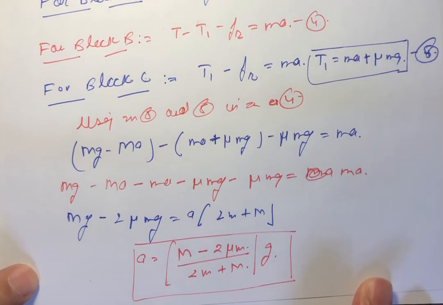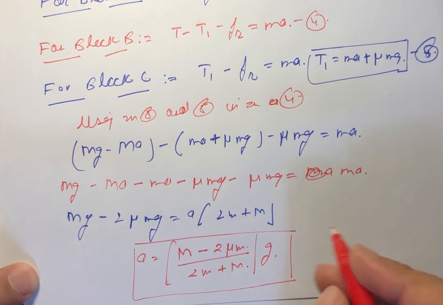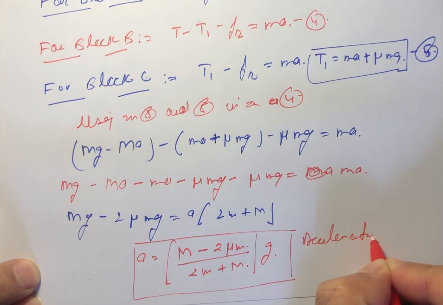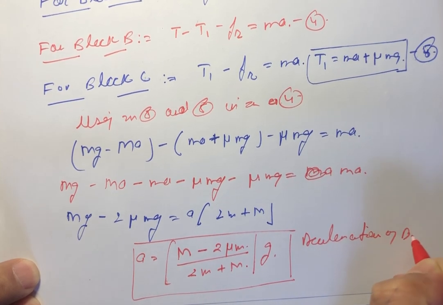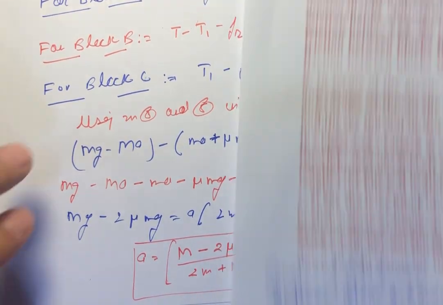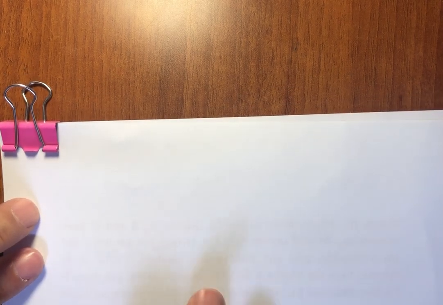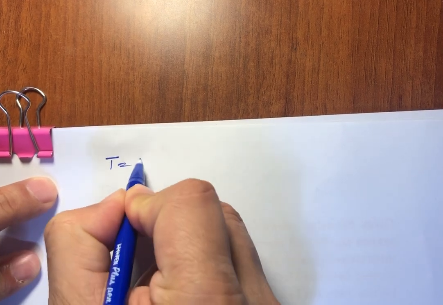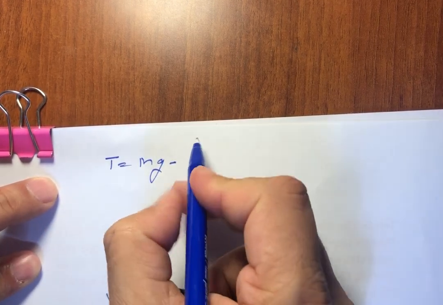So this is our acceleration of block A. Next, we are going to find out the tension T, and we already know the equation. The equation is T is equal to mg minus ma.